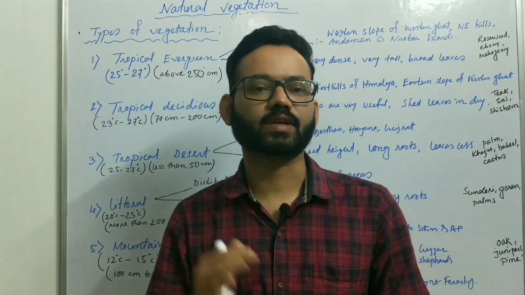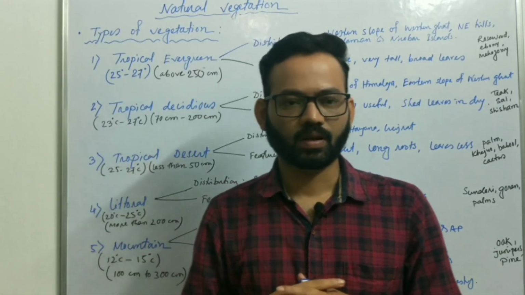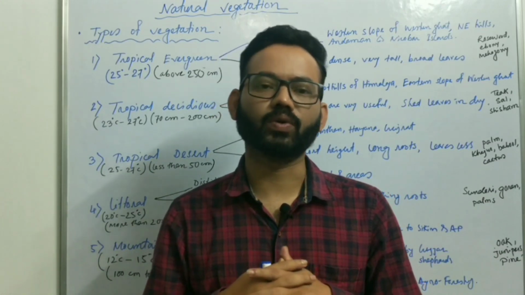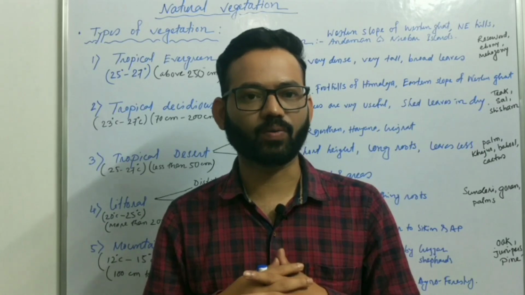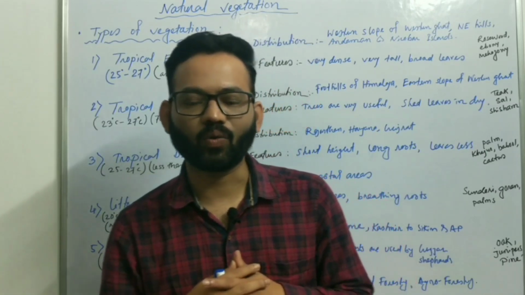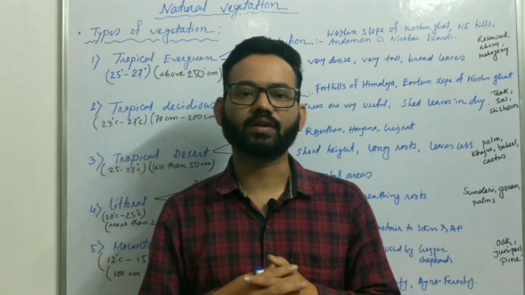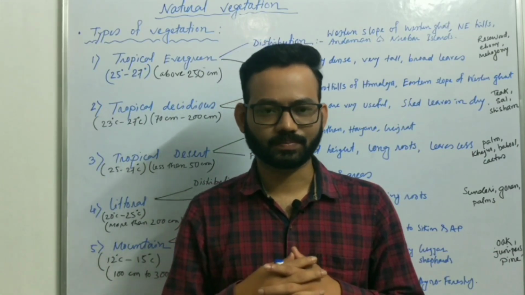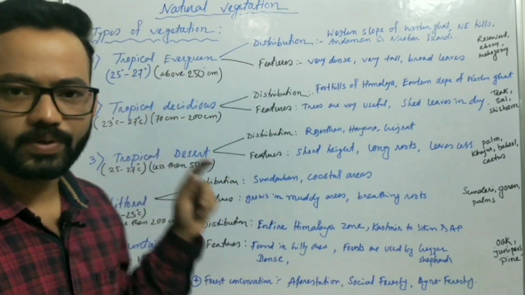Today we are going to discuss the chapter of natural vegetation. Let's discuss the different types of natural vegetation found in India and their features, what species are found in that particular region, and what rainfall and climatic variations are found in the different natural vegetation areas. Number one, first discuss the types of vegetation.